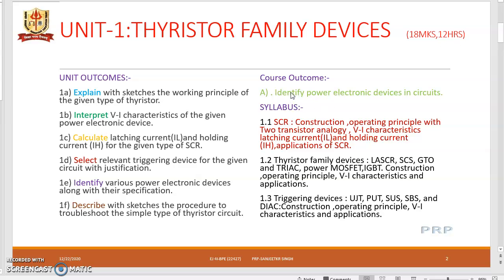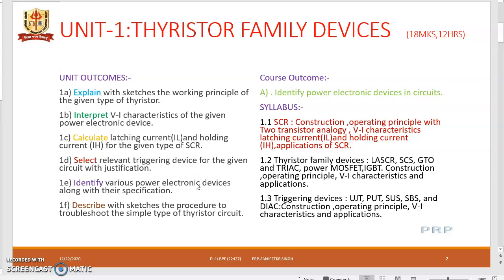The course outcome of the first unit is to identify power electronic devices in circuits. After completion of this unit, the outcomes expected of the learner are: first, to explain with sketches the working principle of the given type of thyristor; second, interpret VI characteristics of the given power electronic device; third, calculate latching current and holding current for the given type of SCR; fourth, select a relevant triggering device for the given circuit with justification; and fifth, identify various power electronic devices along with their specifications.